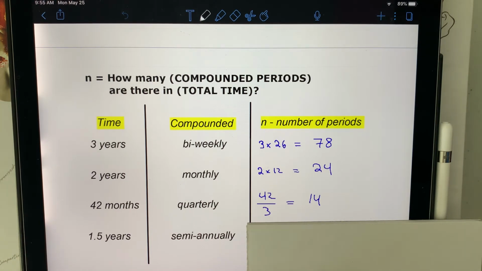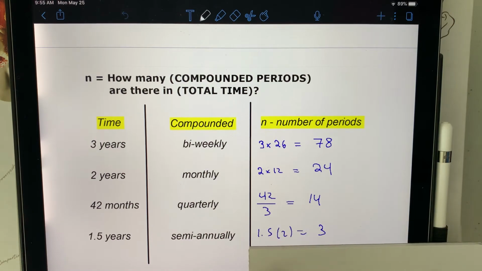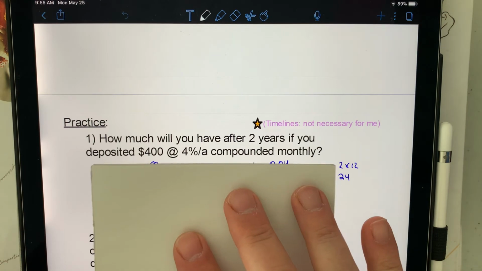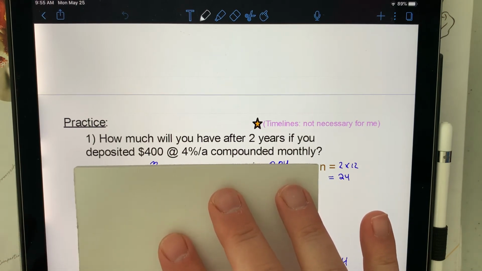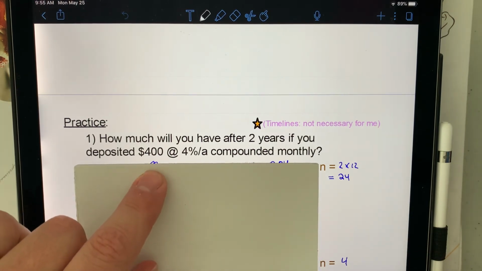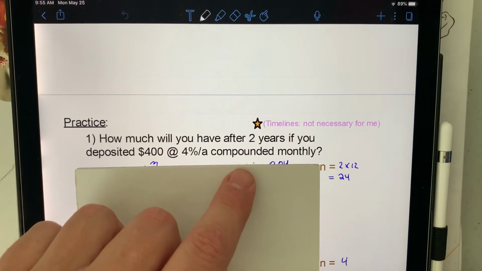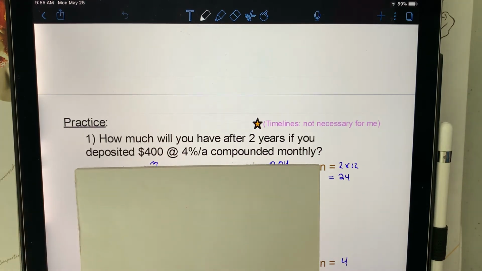I know that was tricky, think it through. How many semi-annual periods are there in a year and a half? Well, in 1 year there's 2, and half a year there's only 1, so there's 3 of them. Good. Okay, so here's the real question now. If you have deposited $400 at 4% compounded monthly, how much will you have in 2 years?